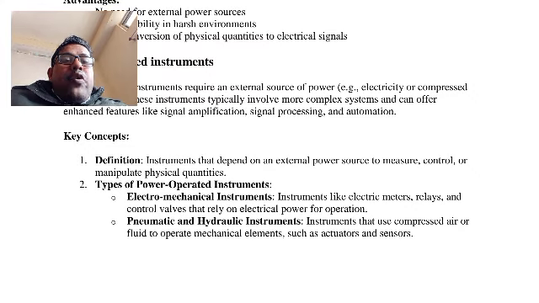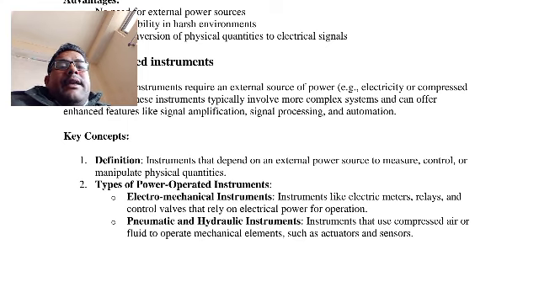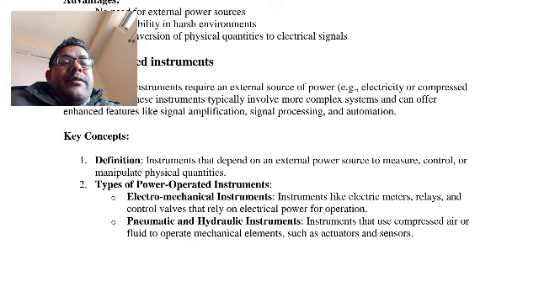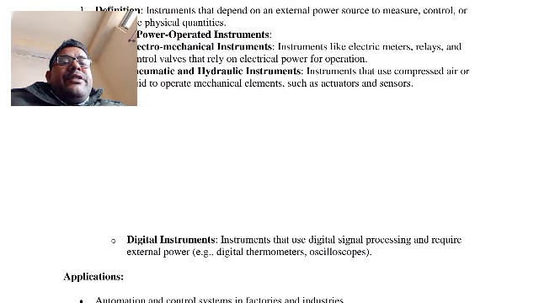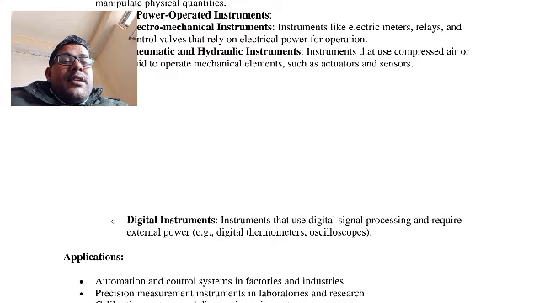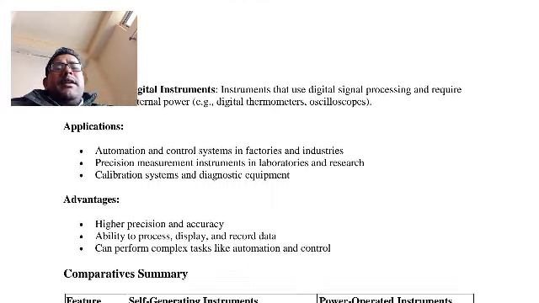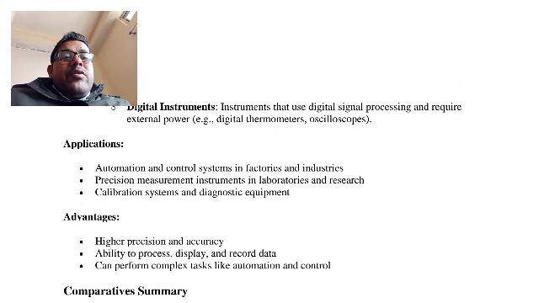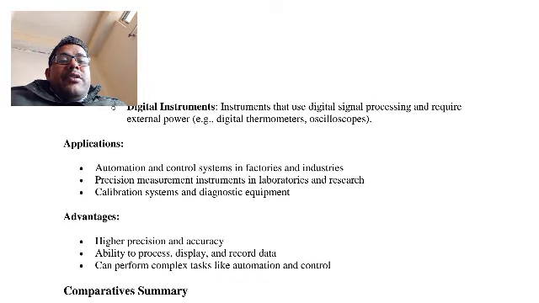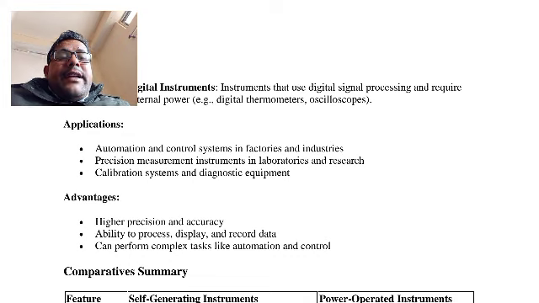Third type of power operated instrument is the electromechanical instrument, like electric meters, relays, control valves. All these instruments require power to operate. Second type is pneumatic and hydraulic instrument. These use compressed air or fluid to operate a mechanical element such as actuators, sensors, electromagnets. Next is the digital instrument, which uses digital signal processing and requires external power, like a digital thermometer or oscilloscope. So these are applications in automation and control systems. Factories and industries generally use them for the advantage of high precision and high accuracy.